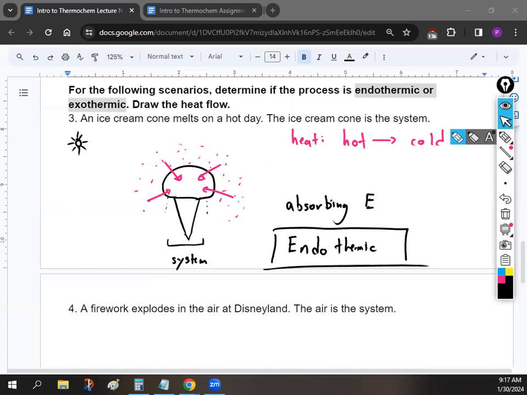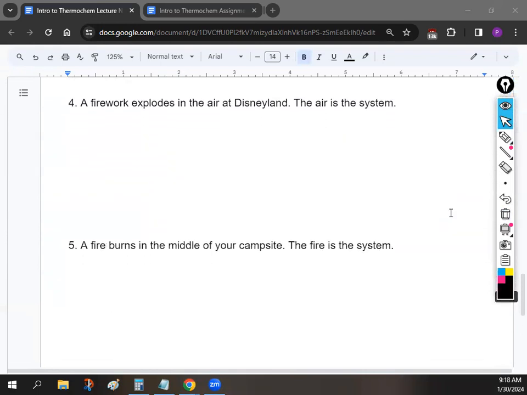All right. Do you guys think you can try one on your own? Let's try one on your own. So we have these two right here. And I want you guys to try this with the person around you. I'll give you about 3 minutes. See if you can draw the heat flow and determine if it is endo or exo. Okay, so take about 3 minutes.